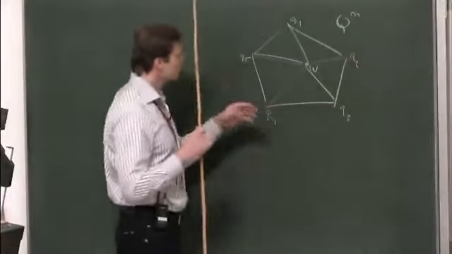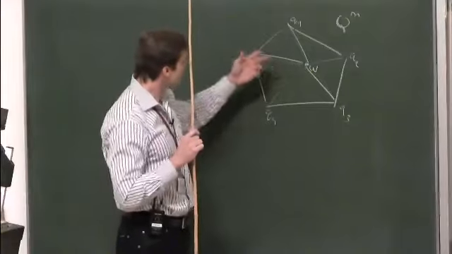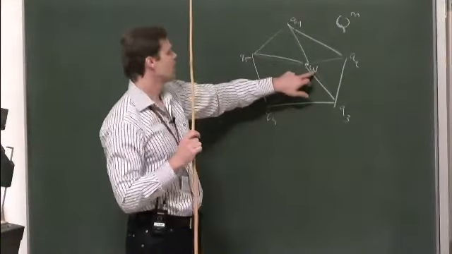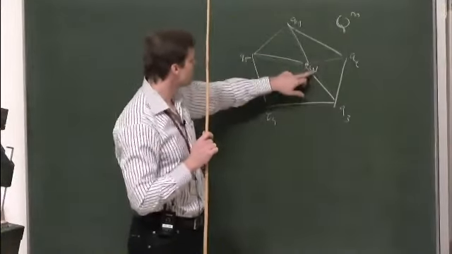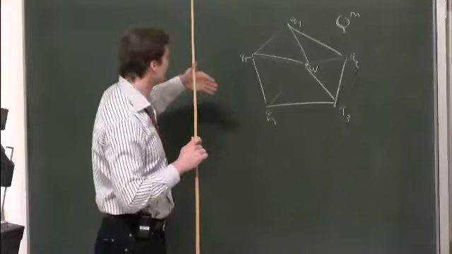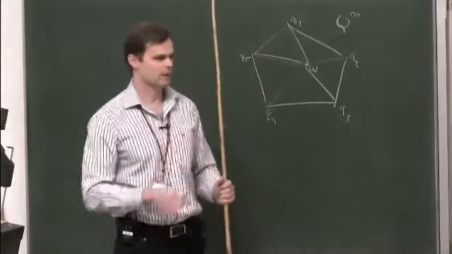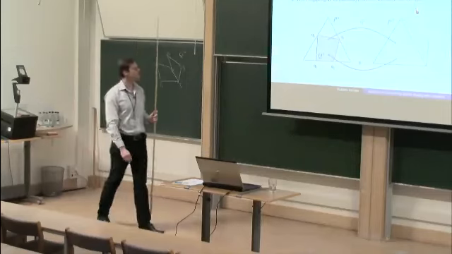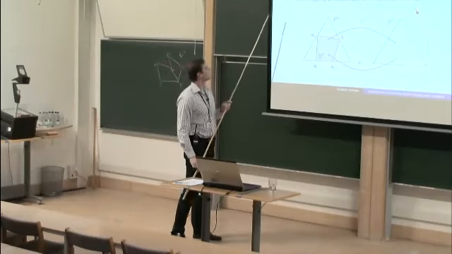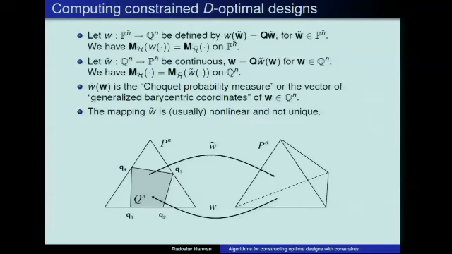Okay? So we can re-express a given design in the constraint region by very many different convex combinations of the extreme vectors. Okay? So that's the difficulty. We need to find a suitable function w tilde that expresses a given constraint vector by some convex combination of the extreme vectors of the extreme designs.